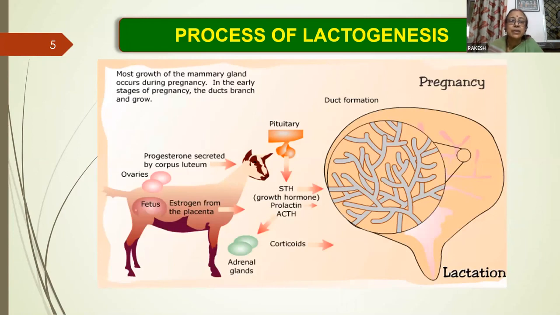Now coming to the process of lactogenesis. As you know, the herbal galactagogues stimulate the hormones recorded in the natural process of lactogenesis. Most growth of the mammary gland occurs during pregnancy. In the early stages of pregnancy, there is branching of the ducts, and they grow profusely under the influence of these hormones.